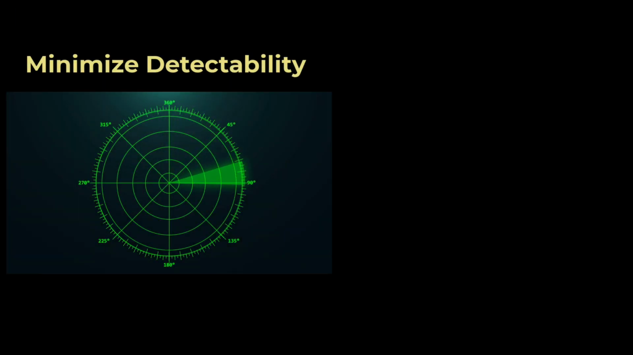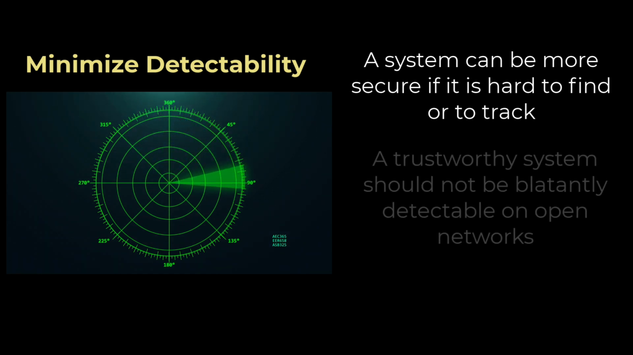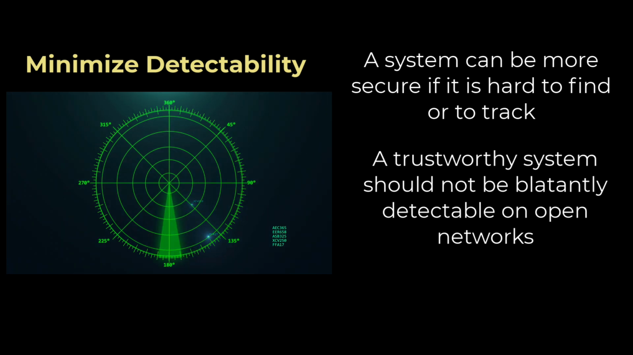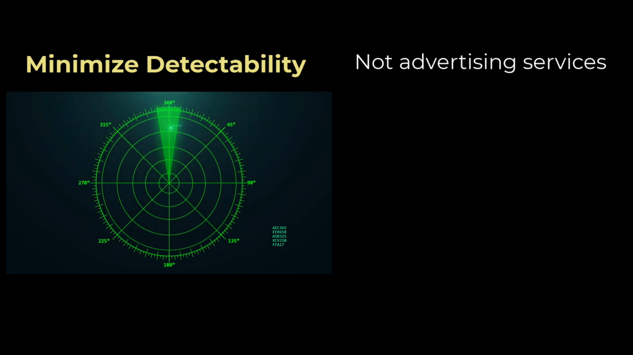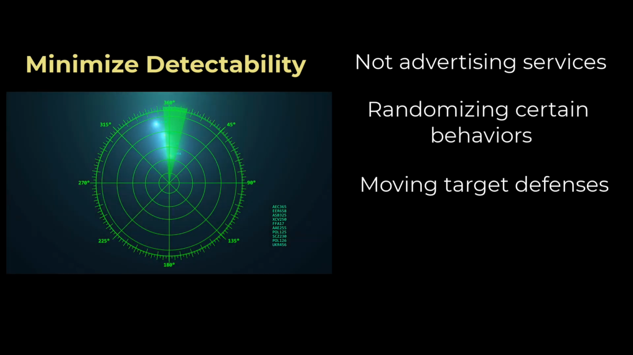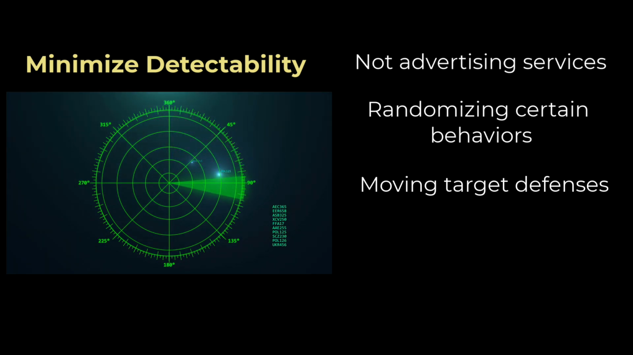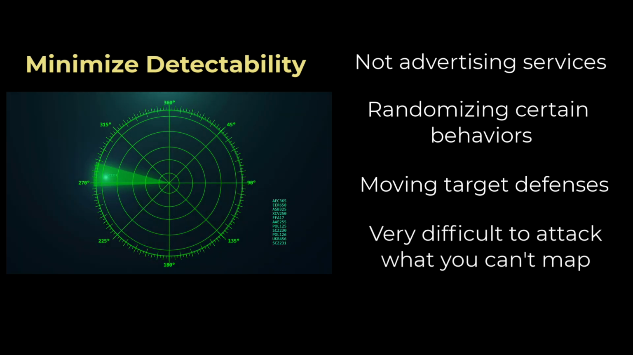Another interesting angle to approach surface reduction is minimizing detectability. A system can be more secure if the adversary cannot easily find or track it. This principle says a trustworthy system should not be blatantly detectable or observable on open networks. That might involve not advertising services when not needed. For example, disabling unnecessary network service banners or responding to pings, randomizing certain behaviors, or using moving target defenses so that an attacker scanning the network can't even be sure your system is there or what its characteristics are. If attackers cannot map out your system, it significantly raises their work factor.